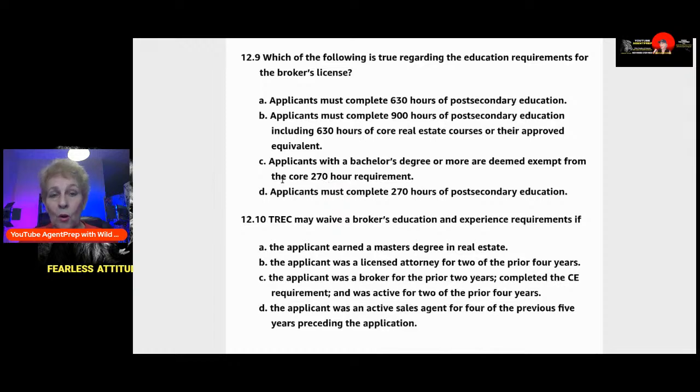hours of core requirement. So I was getting my broker's license when I was first getting my realtor license in Texas. So I already had approved 630 hours because of my college degree. And I was taking my 270 hours. So I was lacking one more course.